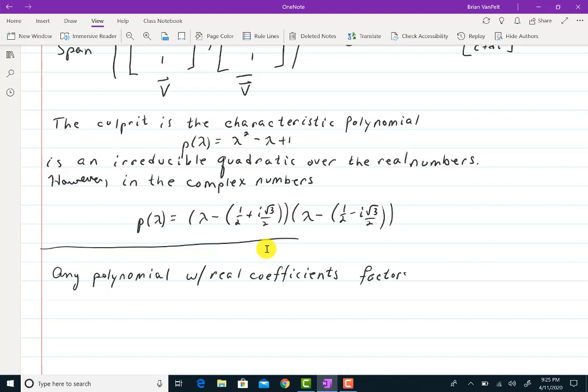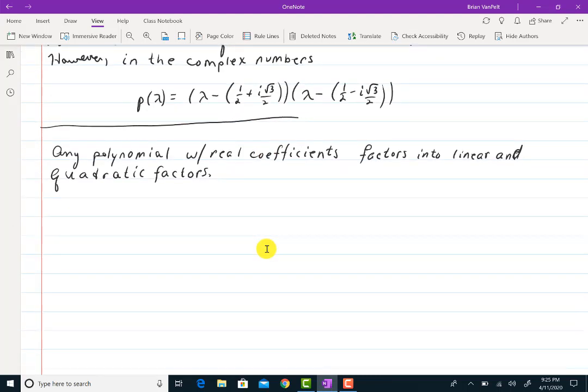factors into linear and quadratic factors. I'll do a very quick example of this. I'm not going to show you, well, I think in some sense I may show you a little bit.